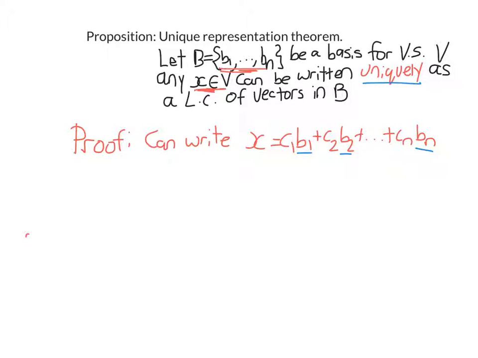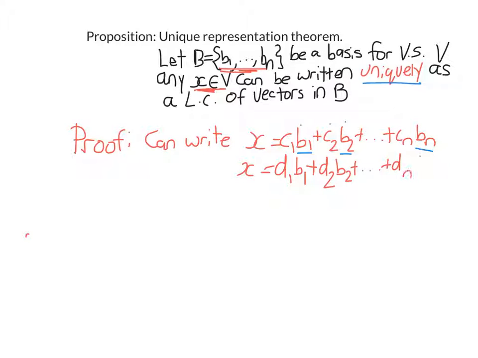So I know that I can write X as some scalar times the first basis vector plus a scalar times the second basis vector, and so on, because that's the definition of a basis. You have to be able to write any vector in the vector space as a linear combination of the basis vectors, otherwise they're not basis vectors. So let's say that I can write X another way. That would mean I could write X as some other constant times the first basis vector plus a different scalar times the second basis vector, and so on.